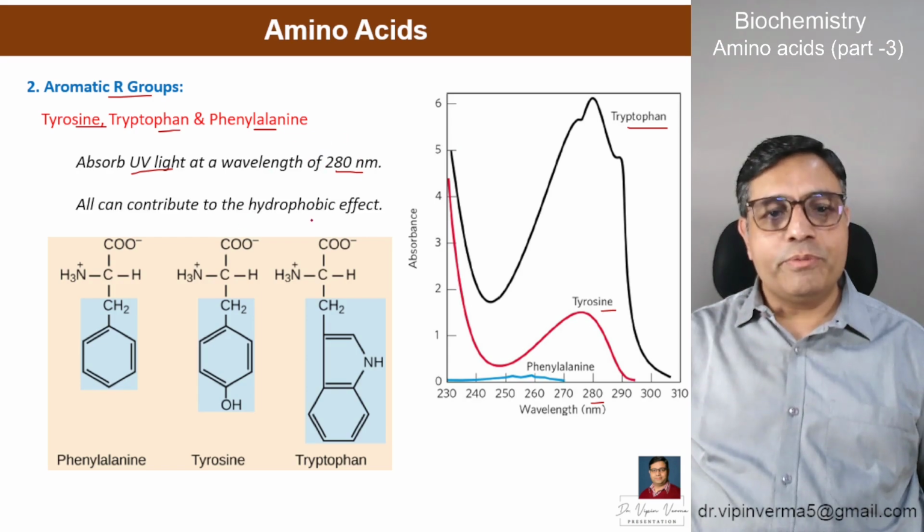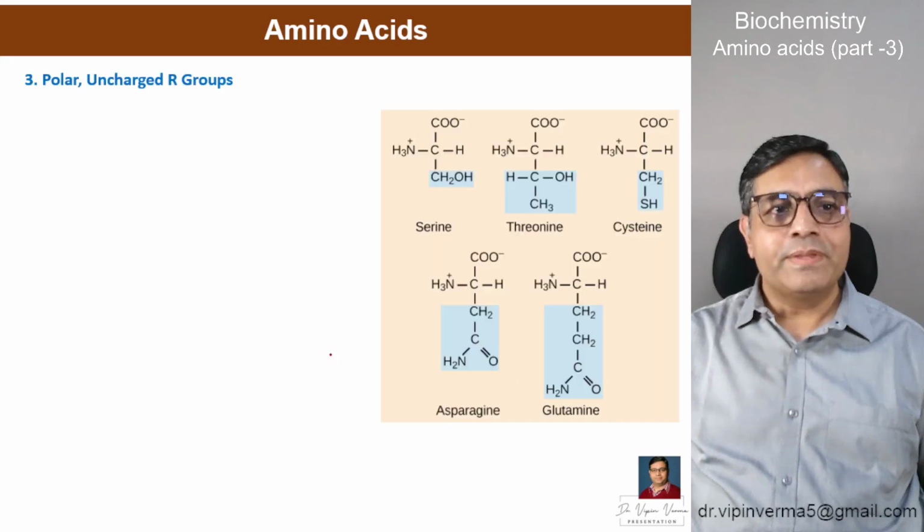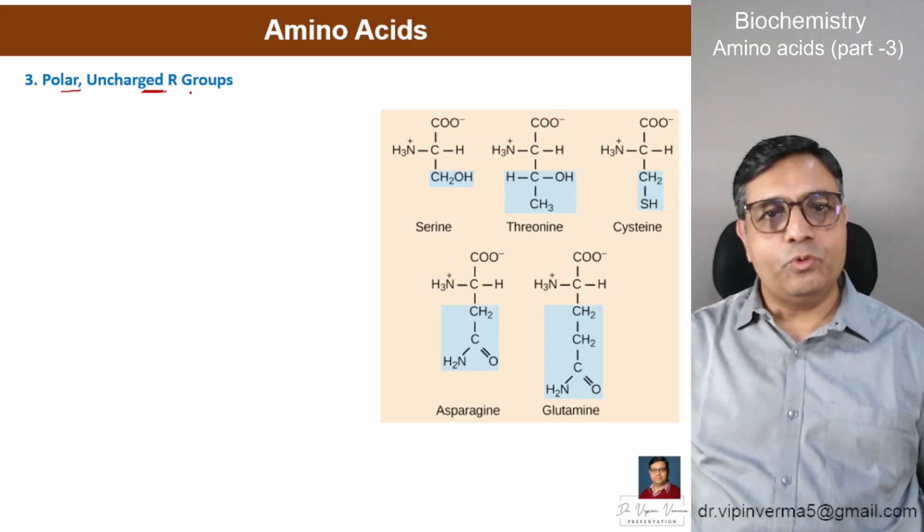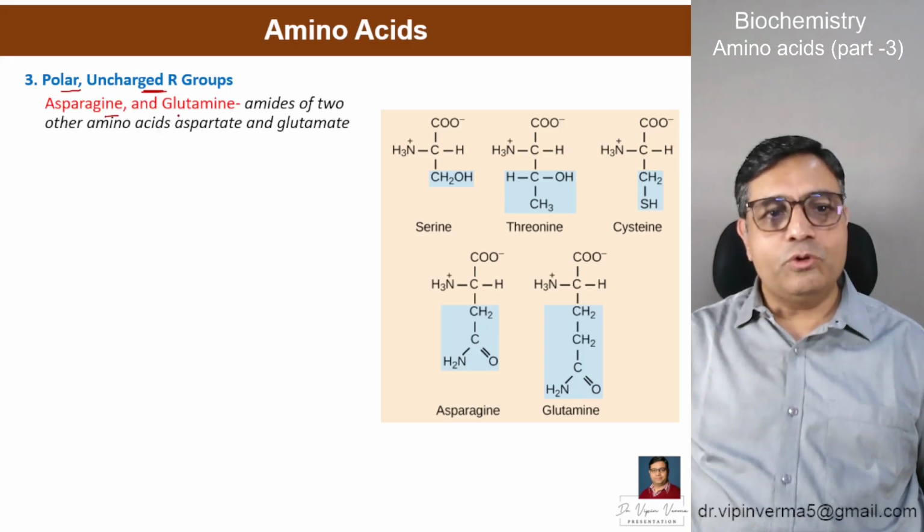So all can contribute to the hydrophobic effect because of the presence of this aromatic R group. The third category is the polar and uncharged R group. So there is no charge, but they are still polar. And we have serine, threonine, cysteine, asparagine, and glutamine. Asparagine and glutamine are the amides of the two other amino acids, aspartate and glutamate.